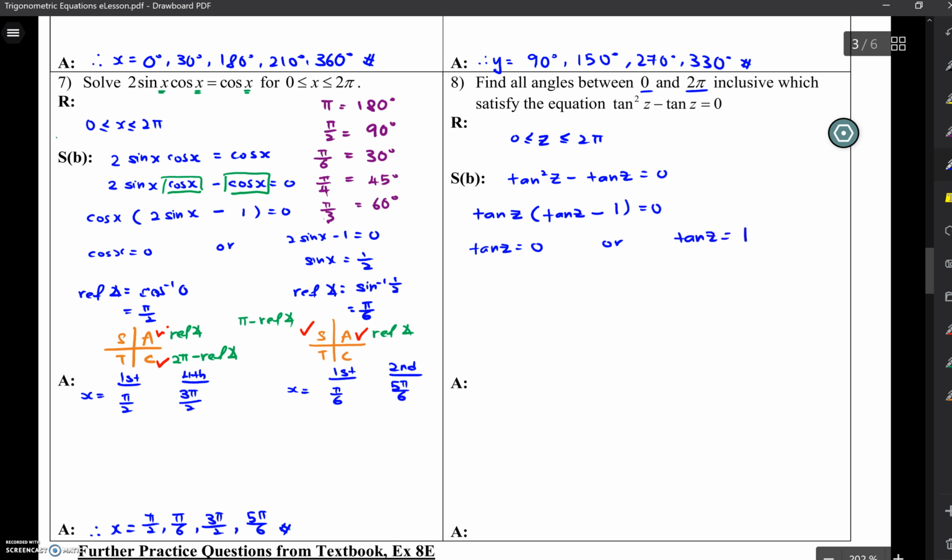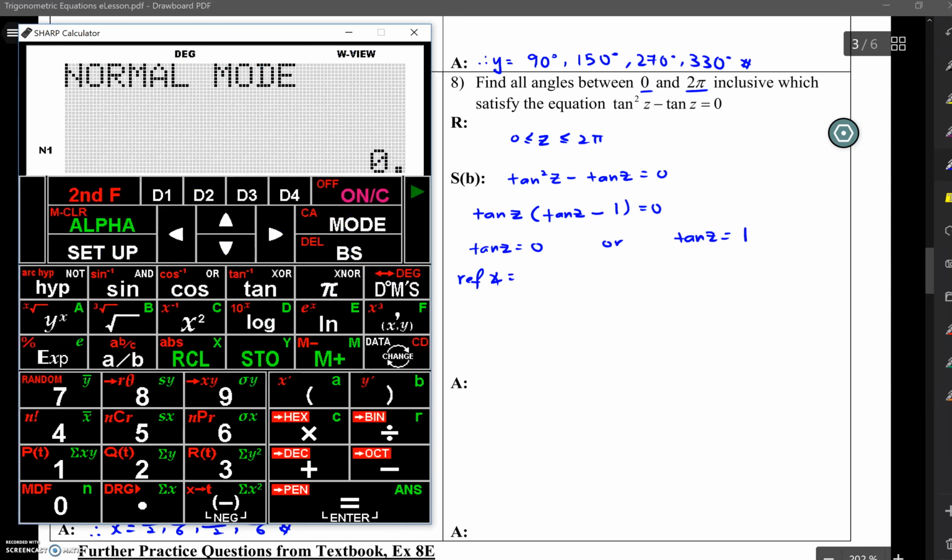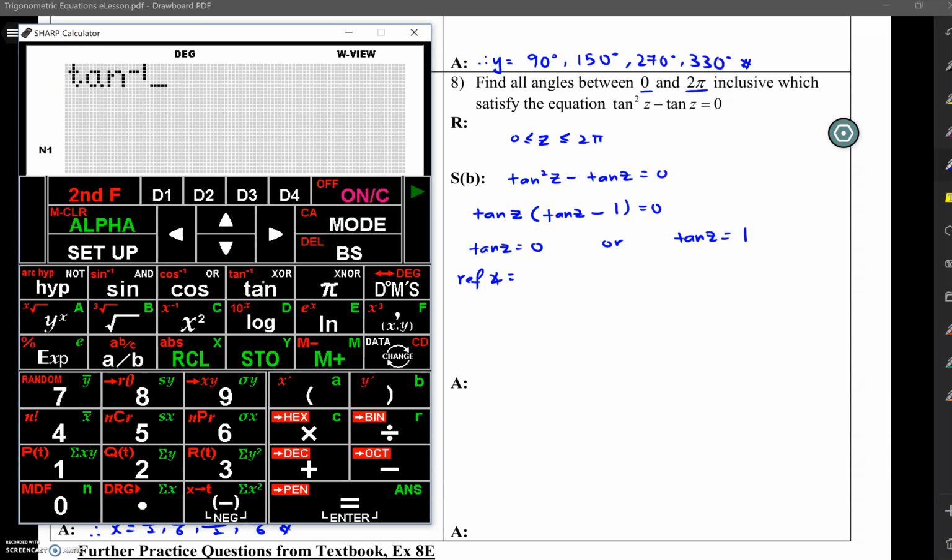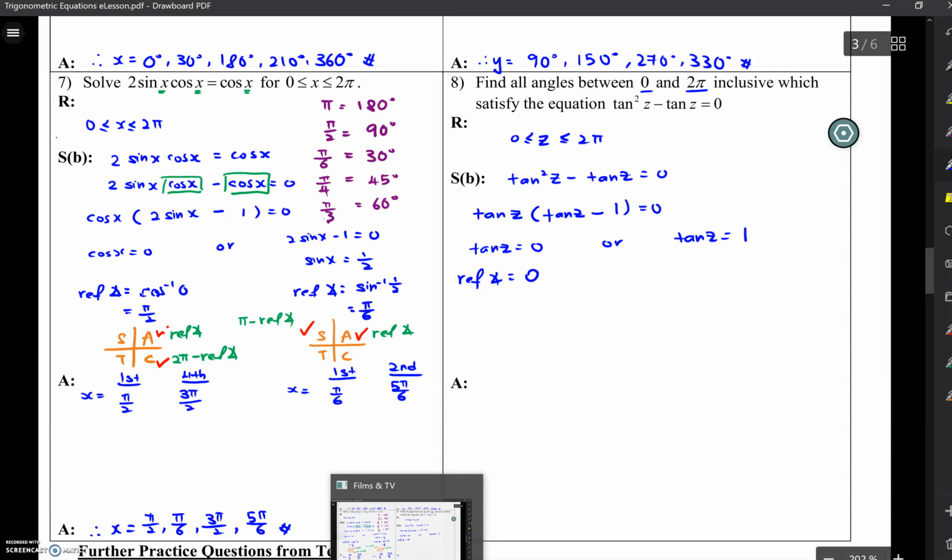So I can write this as tangent z equals 0, or tangent z equals 1. Okay, so now once we are here again, we will find our reference angle. Since I told you already, if you see values like 0, 1, half, root 3, 1 over root 3, we know that there is a special angle. So we will use degree mode, and we just need to do tangent inverse 0 here. And this gave us the value 0, which means our reference angle is just 0.